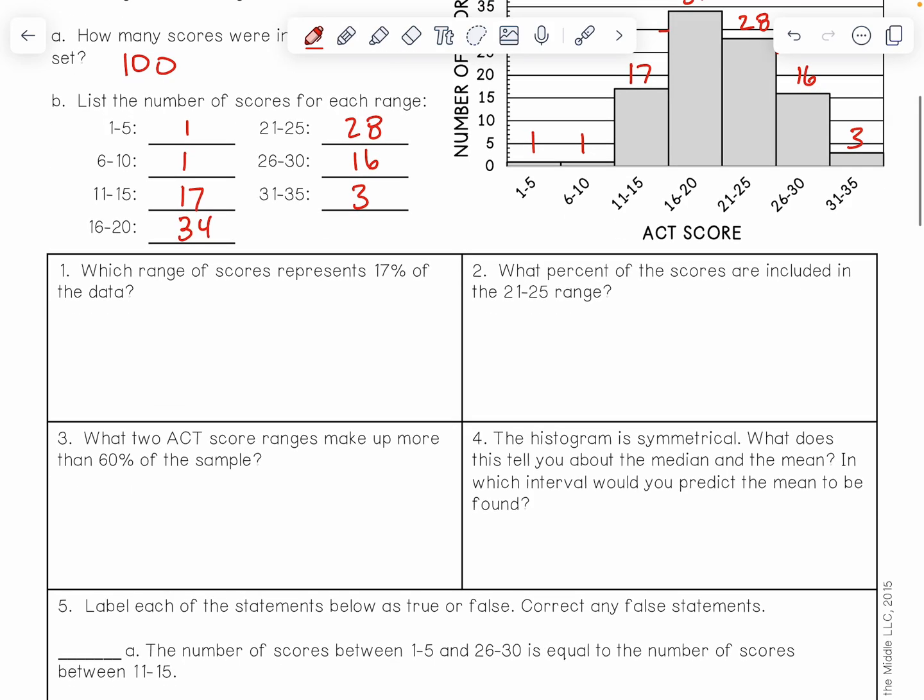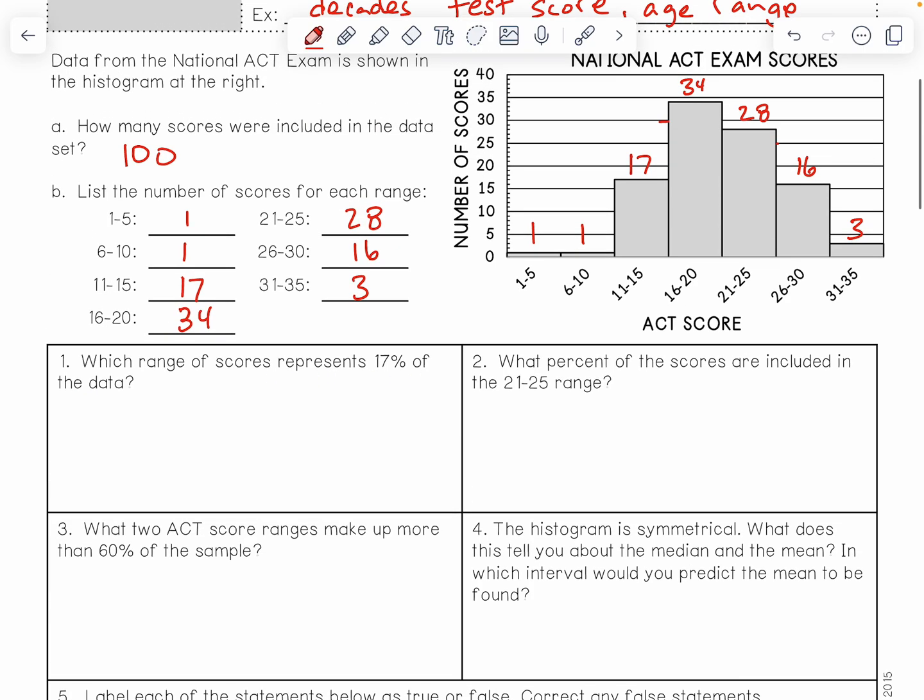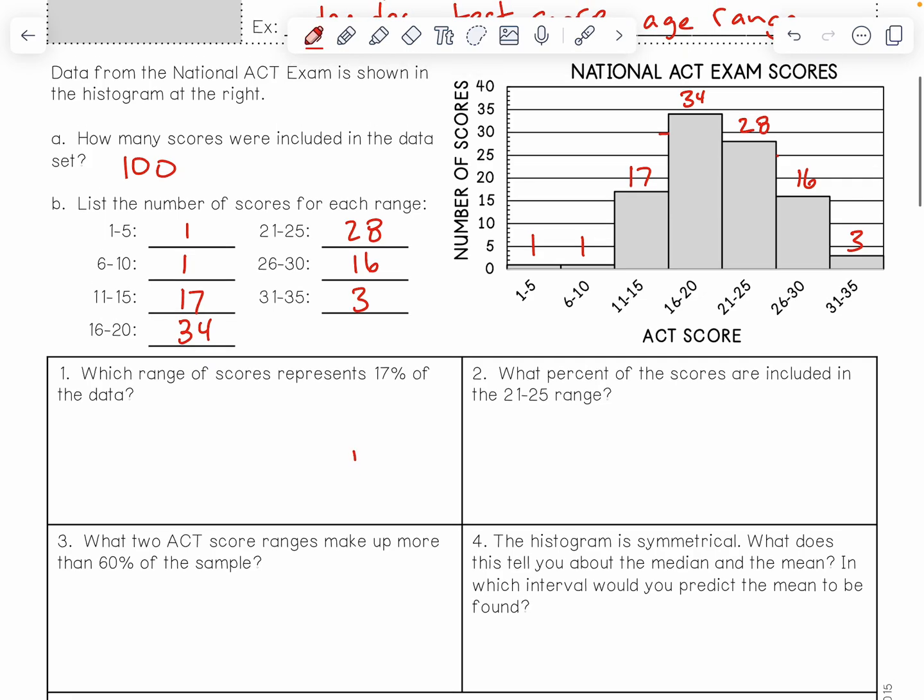Based off of this, which range of scores represents 17% of the data? If there are 100 scores total, that means 17% would be 17 scores. So that would be the 11 through 15 scores. Number 2, what percent of the scores are included in the 21 through 25 range? 21 through 25 is right here, and that is 28 people out of 100, which is 28%.